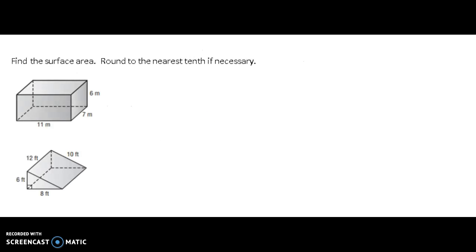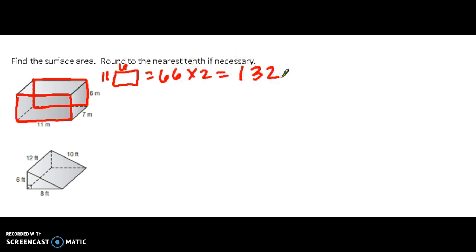Find the surface area and round to the nearest tenth. So for surface area of a rectangular prism, there are 6 rectangles that you're trying to find. So I have my first one, this 11 times 6, which is 66. That's for the front rectangle and the back rectangle, which means that's a total of 132.